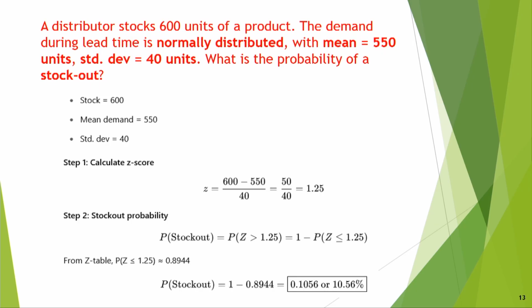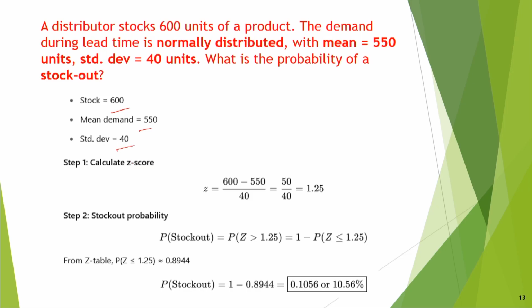Now, let us do one more problem. A distributor stocks 600 units of a product. The demand during lead time is normally distributed with mean of 550 units and standard deviation of 40 units. What is the probability of a stock out? They are finding out just the probability of stock out. So, stock size is 600, that is given, but mean demand is 550 and standard deviation is 40.